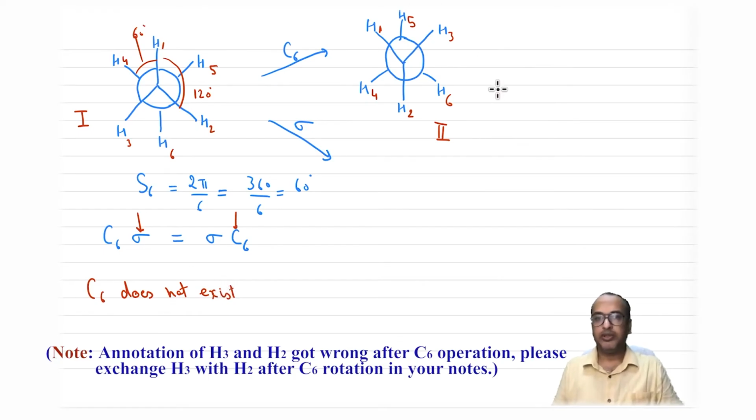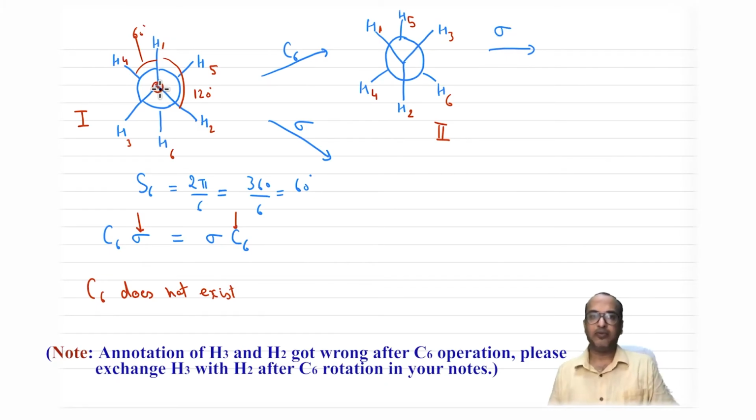Now let's do sigma. So sigma has to be now perpendicular to this C6 axis. So where is our C6 axis? C6 axis is actually passing through the two carbons. Okay, so I'm drawing it perpendicular to the plane of the board. So I'm drawing it like a circle with a dot inside. So this is my C6 axis. So this particular plane now has to be perpendicular to the C6 axis, which means that the sigma is the plane of the board.